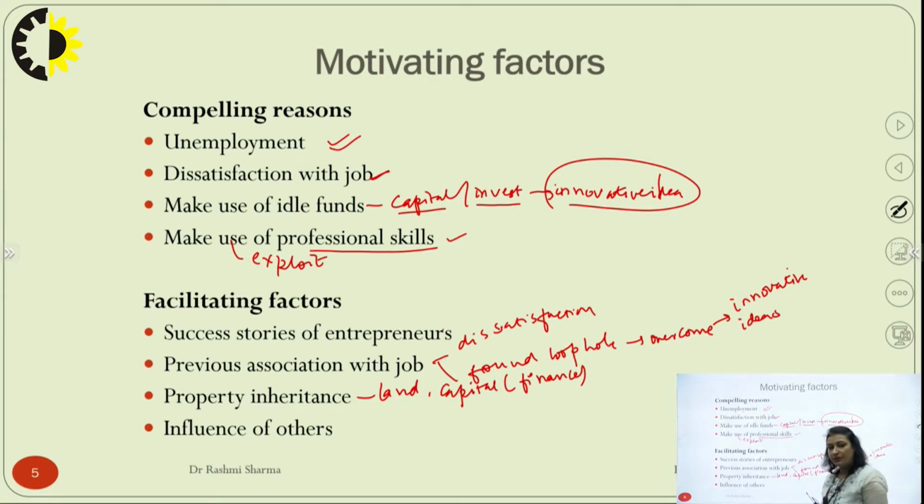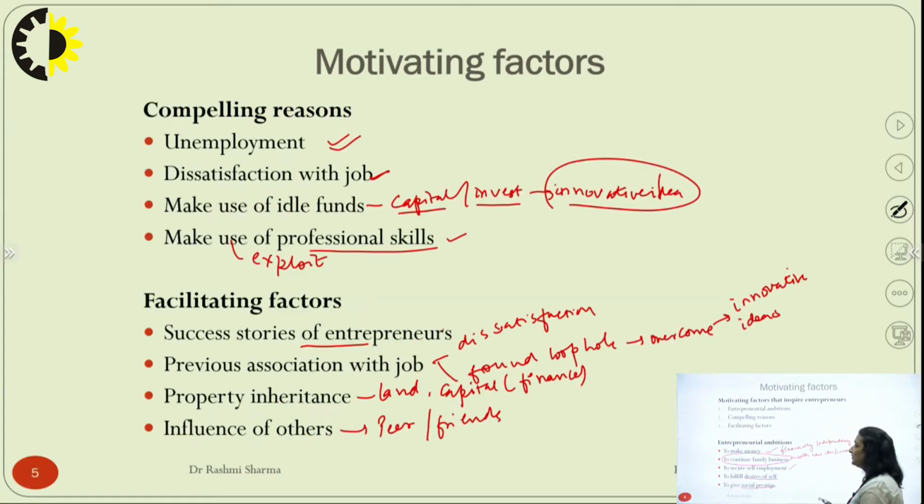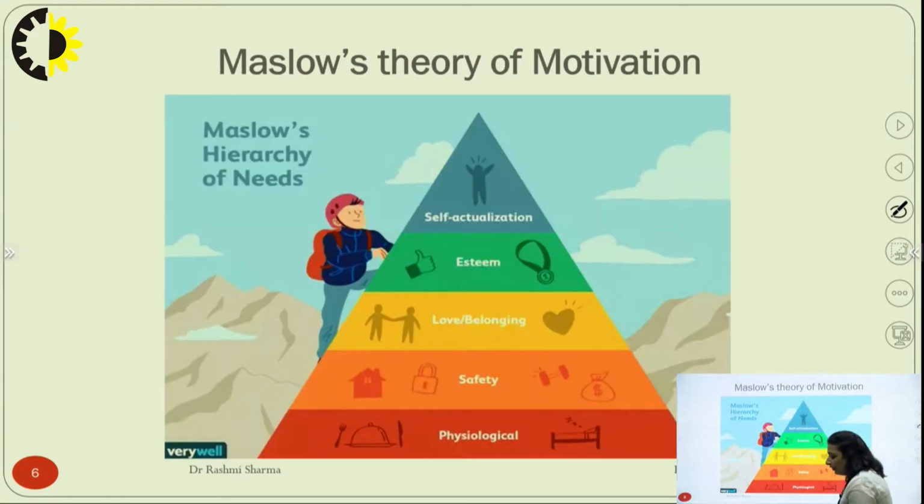Then influence of others. Obviously, this was a part when you have heard the stories of successful entrepreneurs. Similarly, it can be your peers, your friends, who have inspired you to take up that task as an entrepreneur. So this comes out to be: the first is the entrepreneurial ambitions, then compelling reasons, and the third one is the facilitating factors. Now comes what are the different theories for the motivation of becoming an entrepreneur.